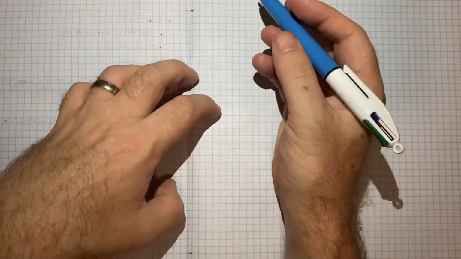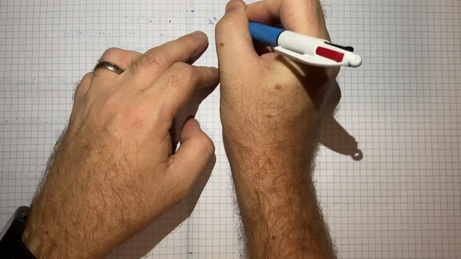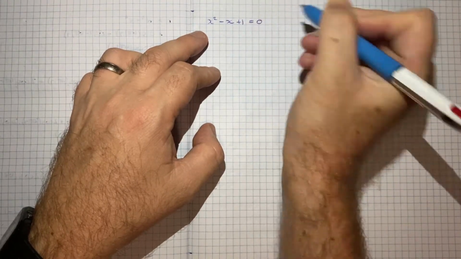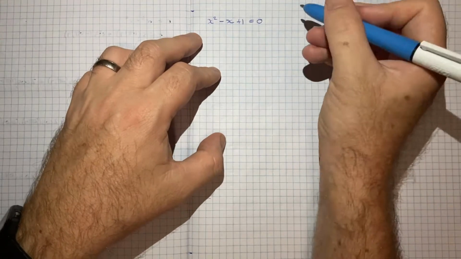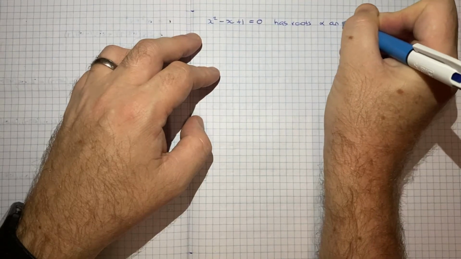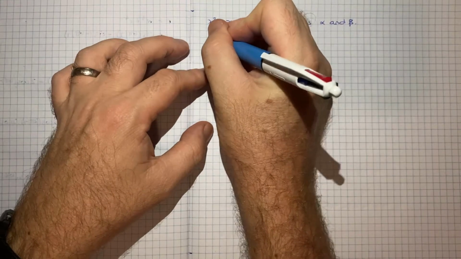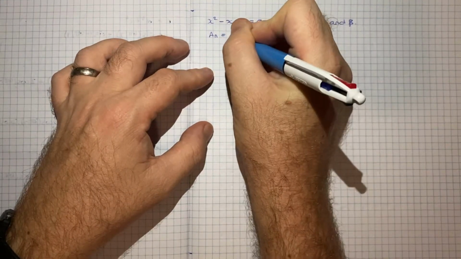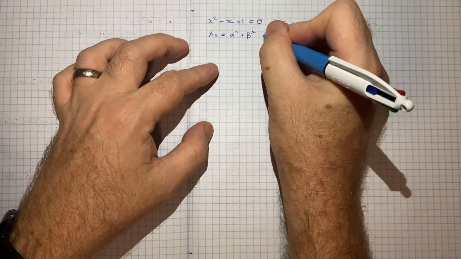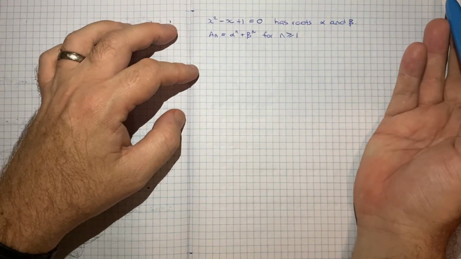So to start, I might just write up what we're dealing with. We've got this quadratic, x squared minus x plus 1 equals 0. It has roots, and we're told that it has the two roots alpha and beta. We're also given this definition of a_n is equal to alpha to the n plus beta to the n, and that's for n greater than or equal to 1. So that's the setup. That's what we're told.